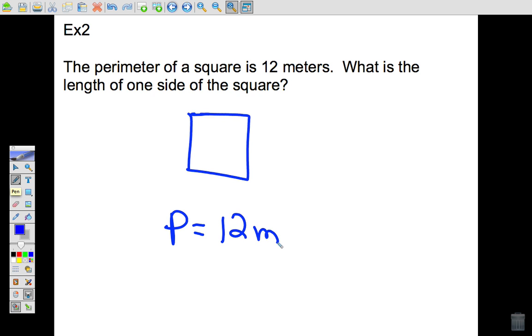Now it asks for the length of one of the sides. Well, since it's a square, each side is the same. What number could you add together 4 times and get 12? And the answer is 3 meters. Another way you could have done this problem is taking 12 divided by 4, because there's 4 equal sides of the square. So each side then is 3 meters.